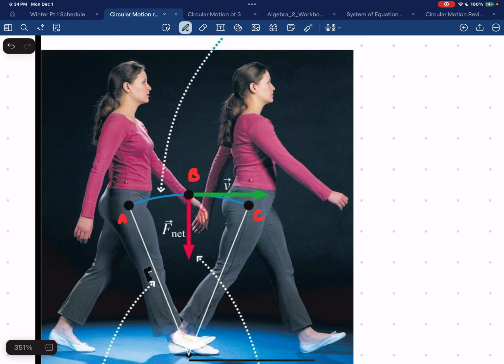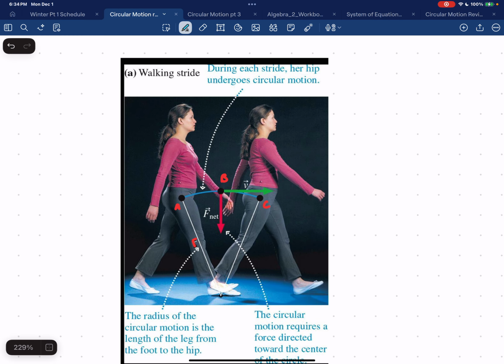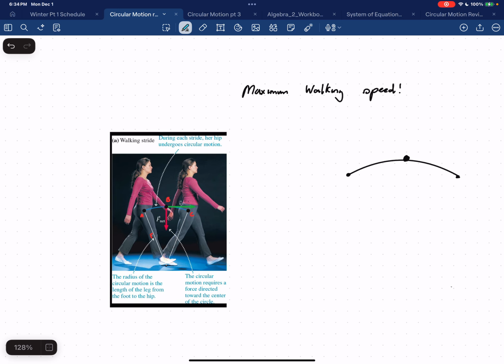Because of this curve here, and we also have a radius, the center of our circle will be the bottom of the floor, actually, not the bottom of the floor. Because we have this curve that's formed by the stride, and we also have a radius, we can talk about uniform circular motion. I just modeled it right here. This is my model of what's going on. So this is A, B, C.